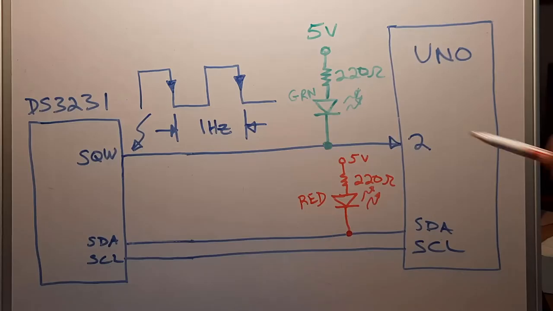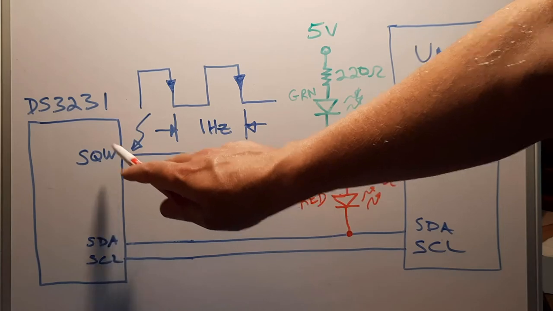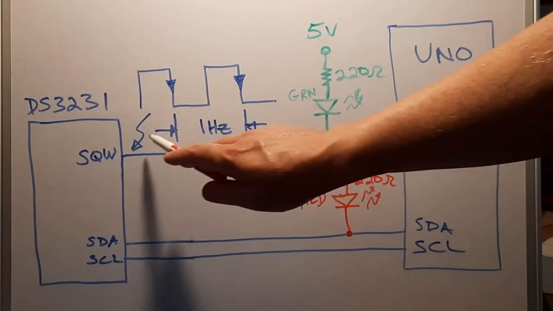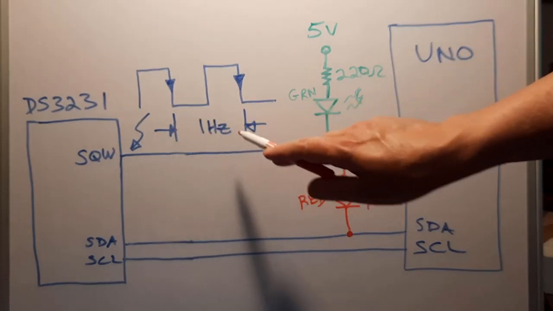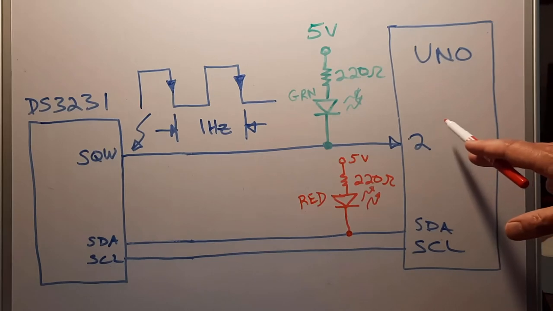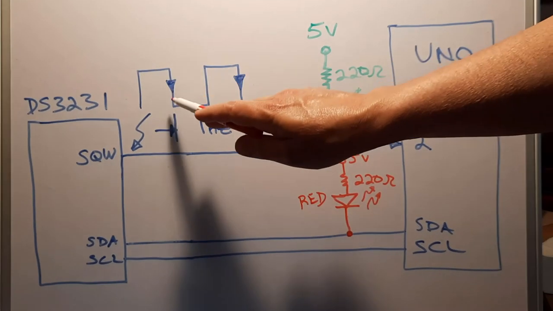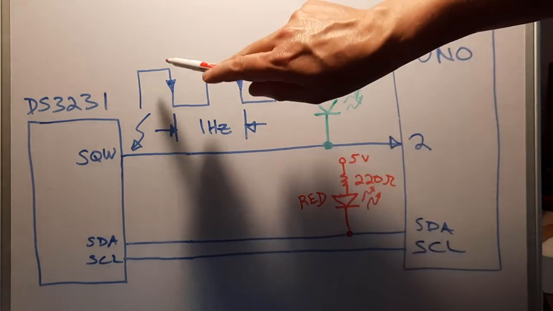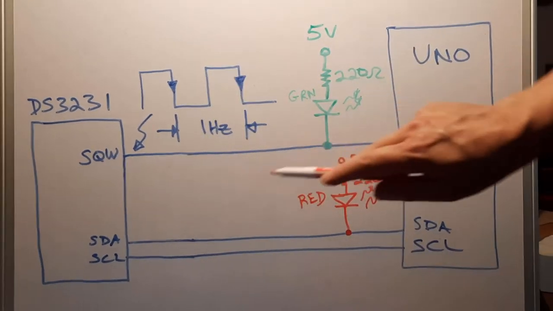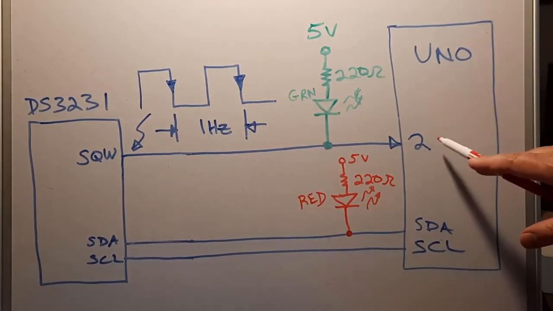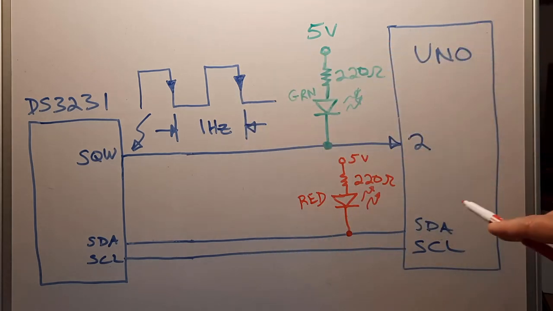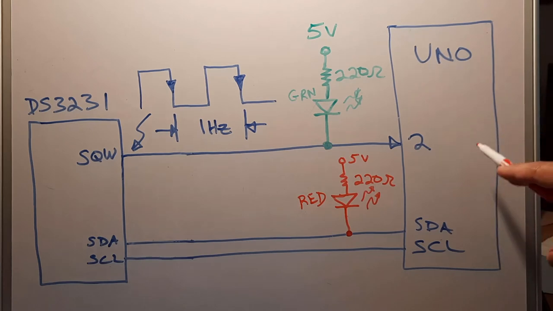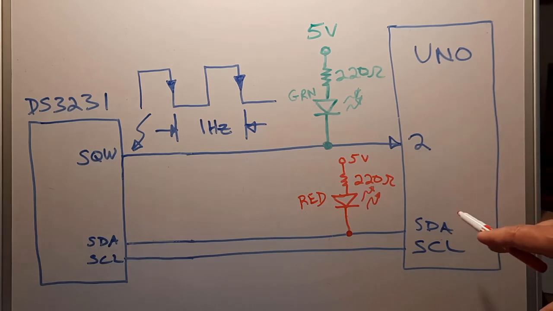So the option I chose is to use the SQW pin of the DS3231 and configure it for a precise 1 Hz square wave output. And using this output, I can configure the Arduino Uno to trigger on a falling edge. Every time there's a falling edge, that will trigger the Uno as part of the interrupt. It will be the interrupt signal that tells the Uno it's time to update the date and time readings.